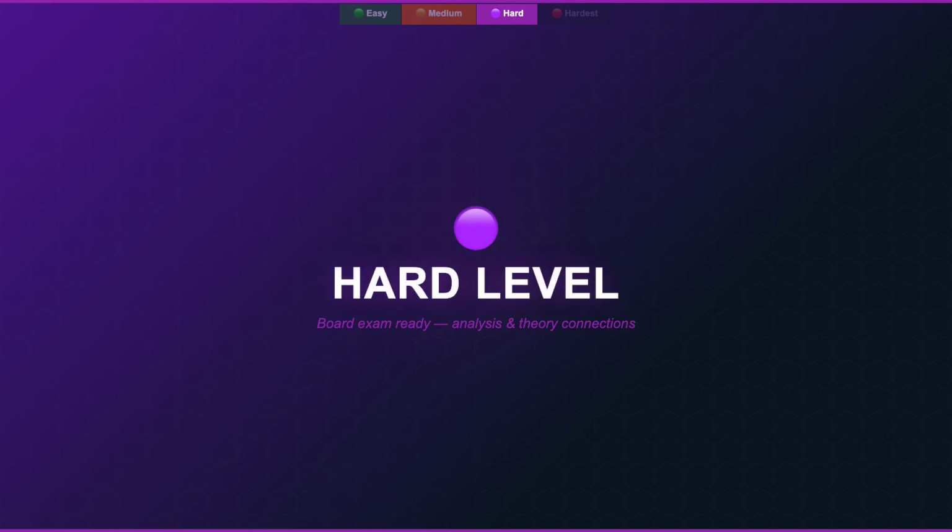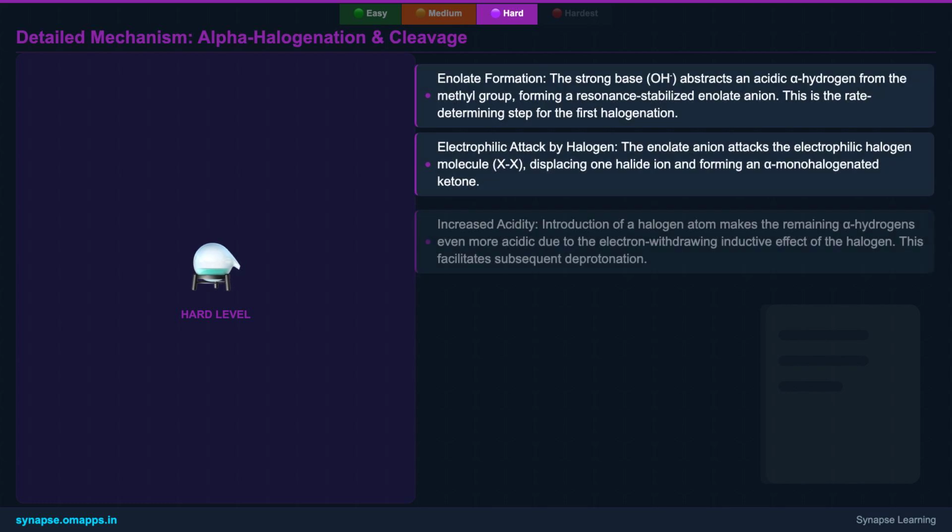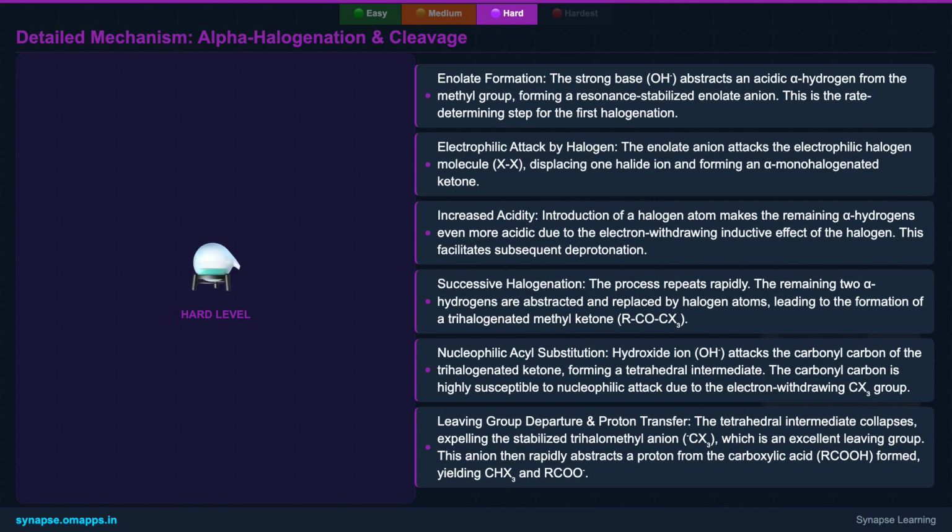Alright, let's push our understanding further. We are now moving into the hard level, where we'll dissect the detailed mechanism and explore theoretical connections. At the hard level, we look at the mechanism in even finer detail.